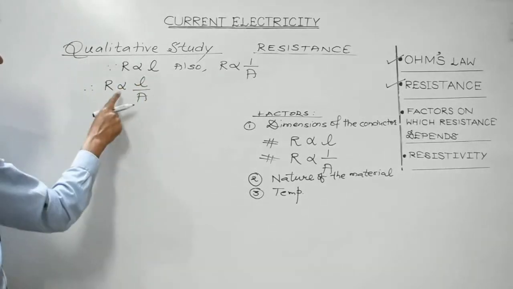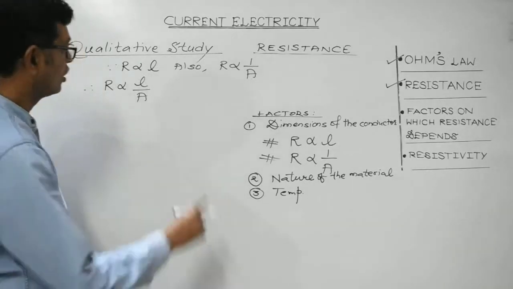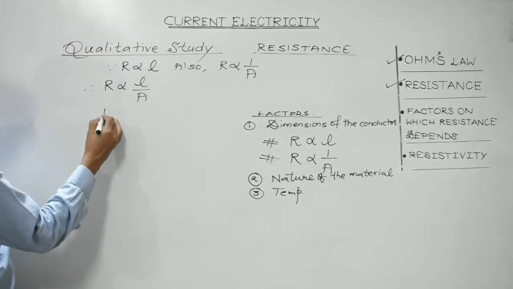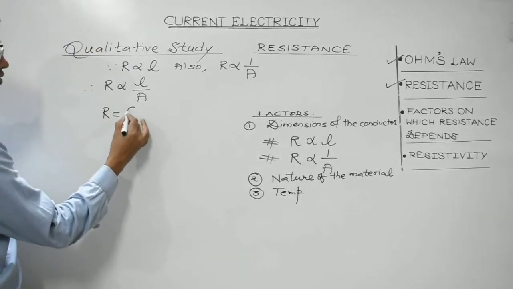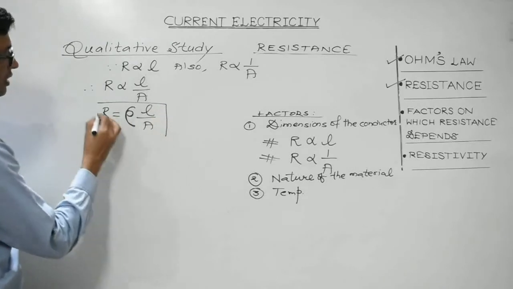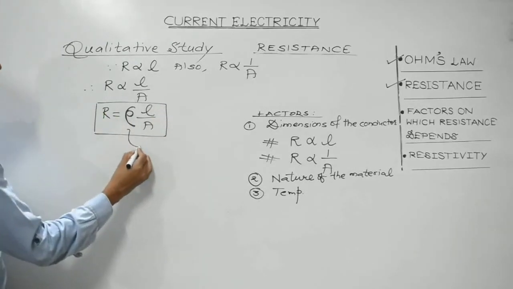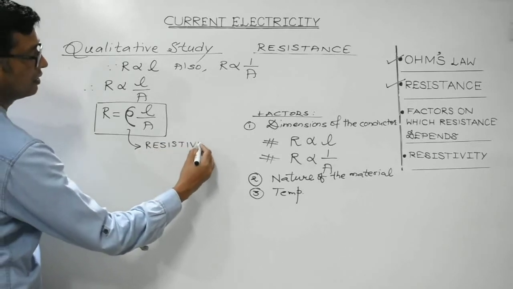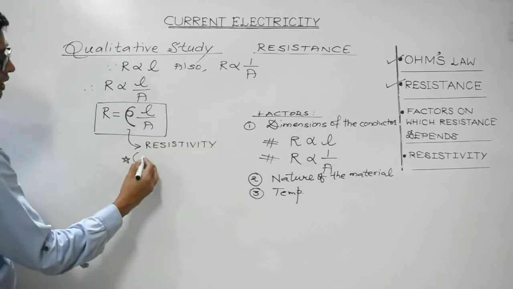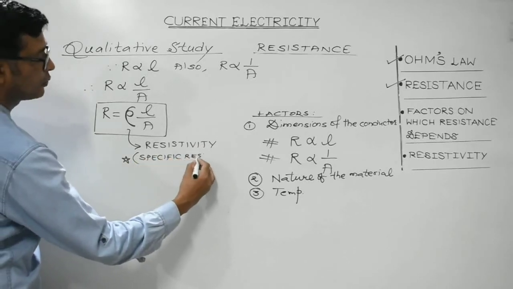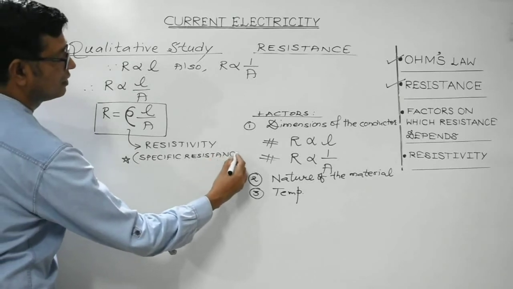Again, students, this is the proportionality sign. In order to eliminate this proportionality sign, we need to introduce some constant. Here, the constant is rho. This is known as rho. It's like this: R equals rho L by A. Rho is a constant. This rho is known as resistivity. It is also known as specific resistance.